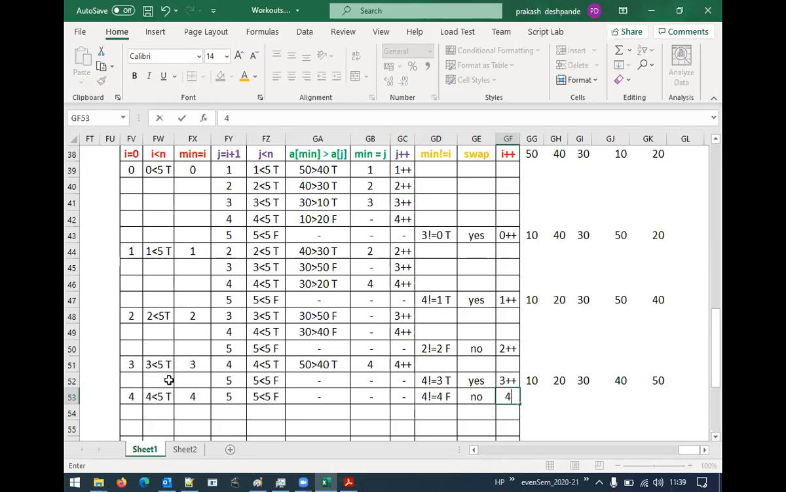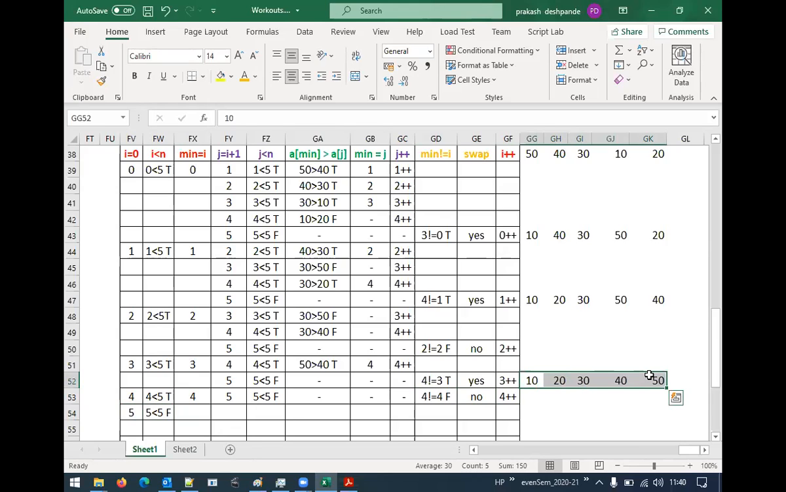Increment I. So 4 plus plus. Next time 4 becomes 5. 5 less than 5. Condition is false. Skip all the statements. Now look at here. Are they in ascending order? How many times we swapped? 3 times.